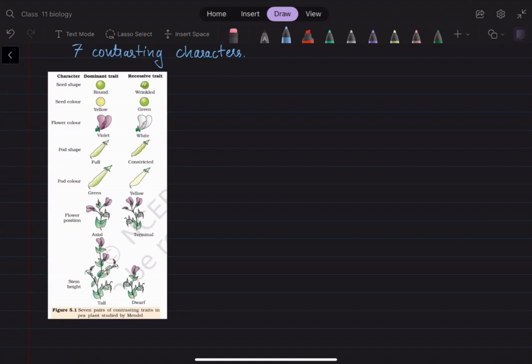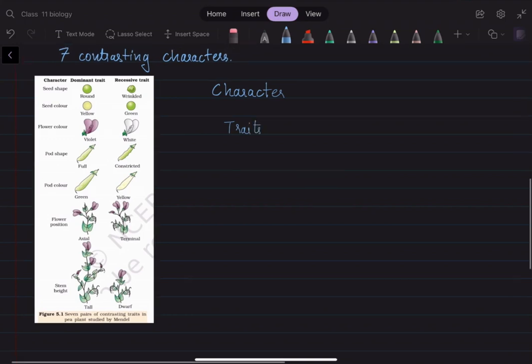So we can understand this with a simple analogy. So we have character here, right? And then we have the different types of characters and we call them traits. So like this only, we can use this analogy that the character somehow represents the gene. And the different versions of genes is nothing but the alleles. So you see, character is to gene, whereas traits is to alleles.